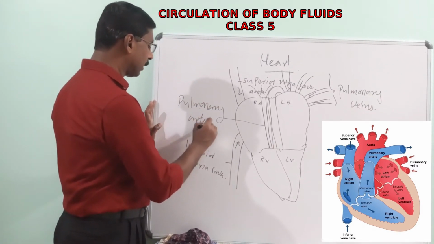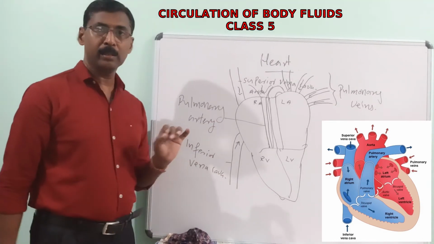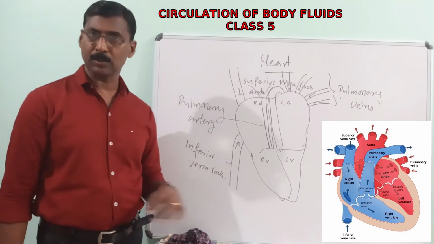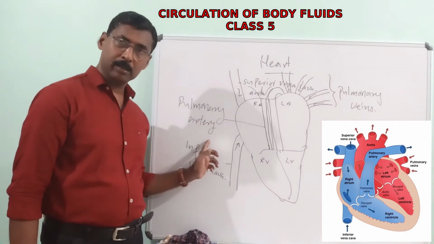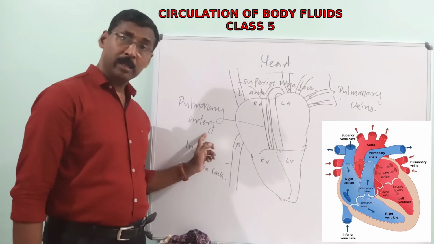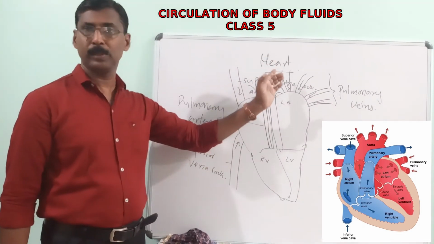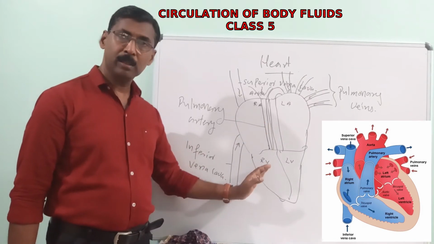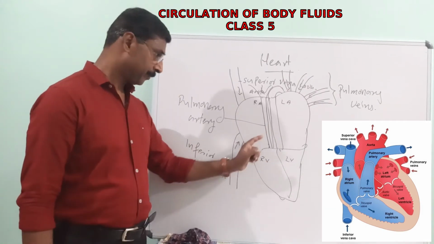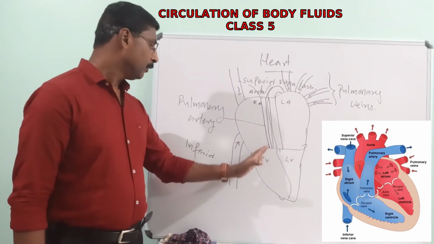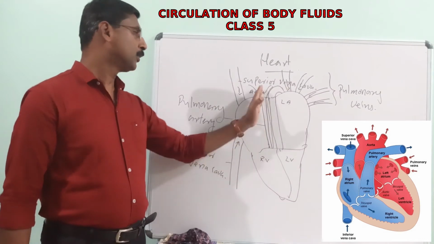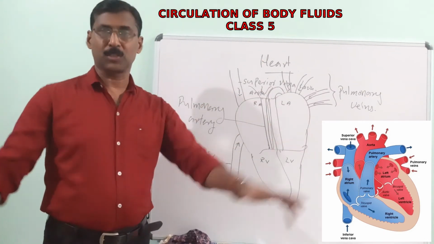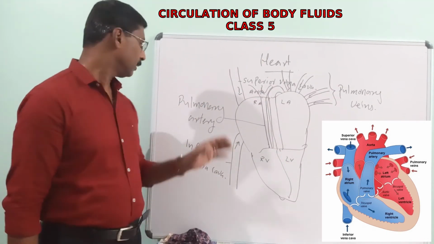Pulmonary artery. Again, the word pulmonary is related to the lungs. It is an artery because it carries blood from the heart to the lungs. So the pulmonary artery carries deoxygenated, impure blood from the right ventricle to the lungs.